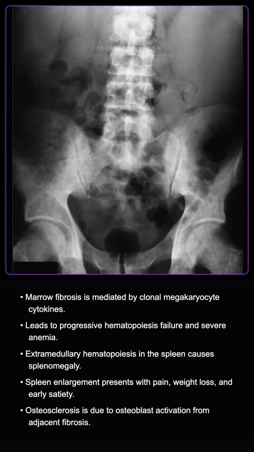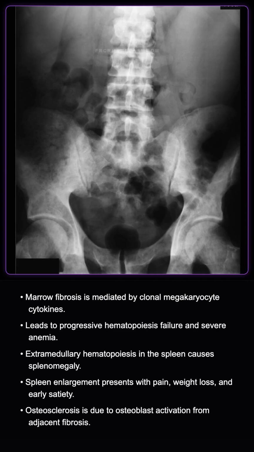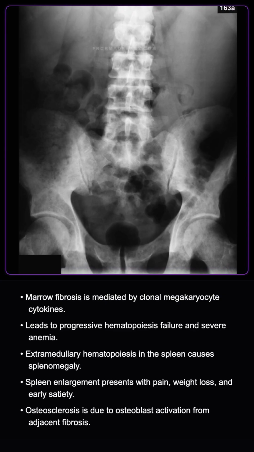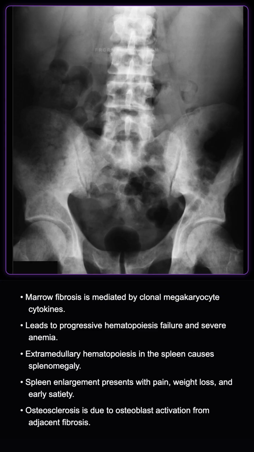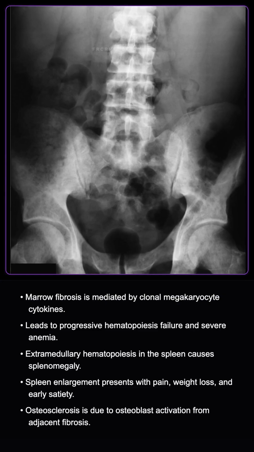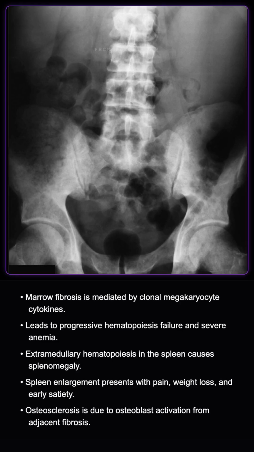To compensate, extramedullary hematopoiesis occurs, primarily in the spleen and liver. This causes massive splenomegaly, which clinically presents as early satiety, weight loss, and left upper quadrant abdominal pain. The osteosclerosis is caused by secondary osteoblast activation and trabecular thickening adjacent to the fibrotic marrow.